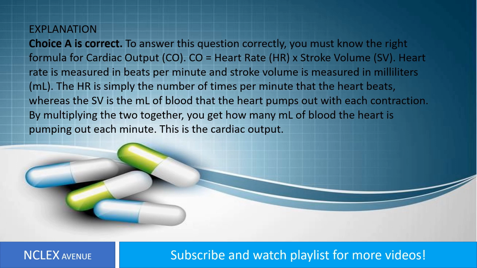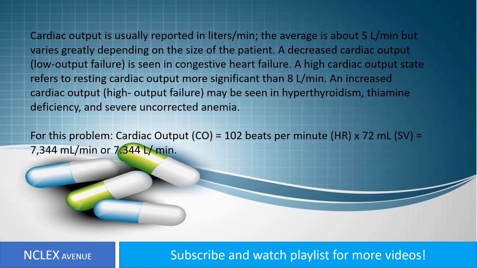Explanation. Choice A is correct. To answer this question correctly, you must know the right formula for cardiac output. CO equals heart rate times stroke volume. Heart rate is measured in beats per minute, and stroke volume is measured in milliliters, mL. The HR is simply the number of times per minute that the heart beats, whereas the SV is the mL of blood that the heart pumps out with each contraction. By multiplying the two together, you get how many mL of blood the heart is pumping out each minute. This is the cardiac output.